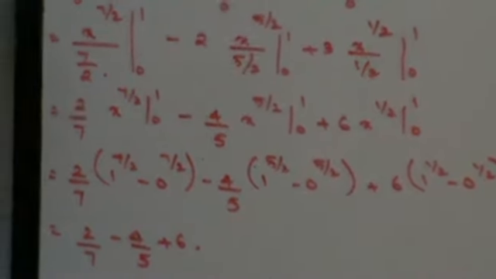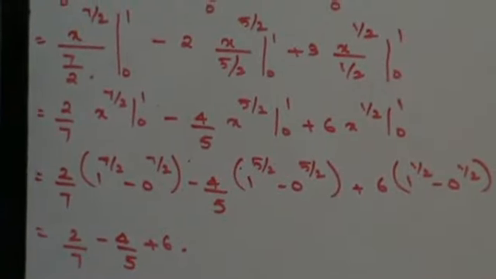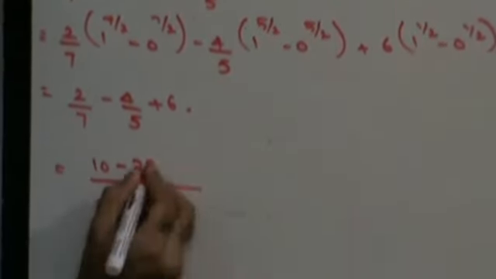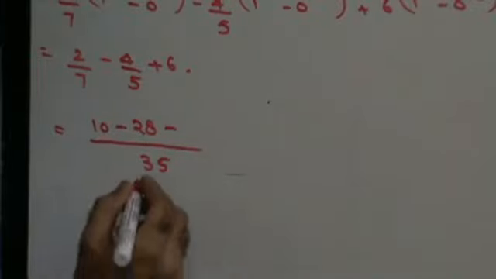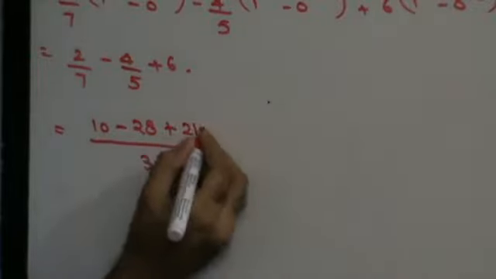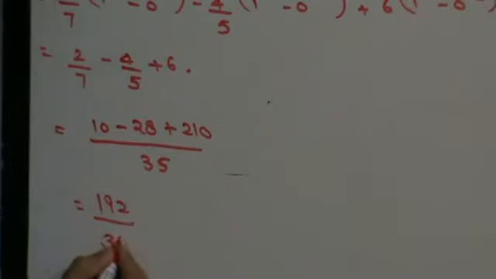7 5s are 35, 35 will be your common denominator. So in that case 5 2s are 10, 7 4s are 28, and this is going to be 35 into 6, that is going to be 210. So when you solve this, you will get this answer as 192 upon 35. Fine. Let's move on to the next one, guys.